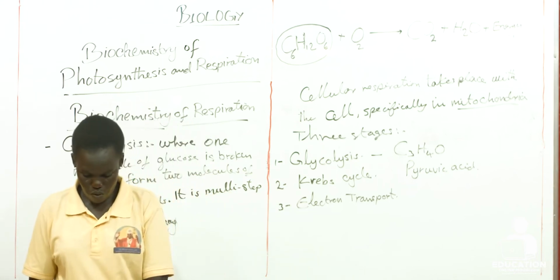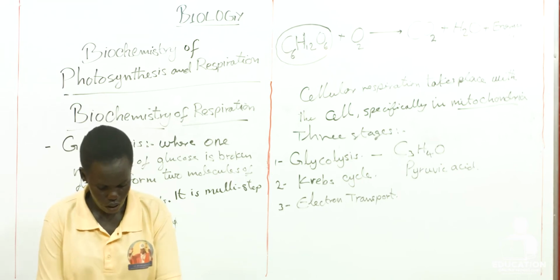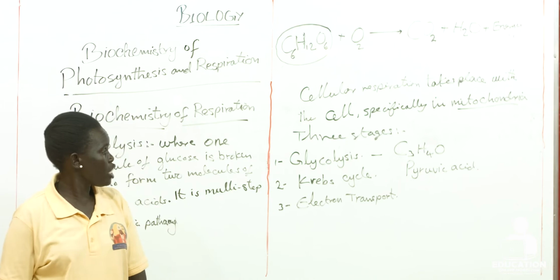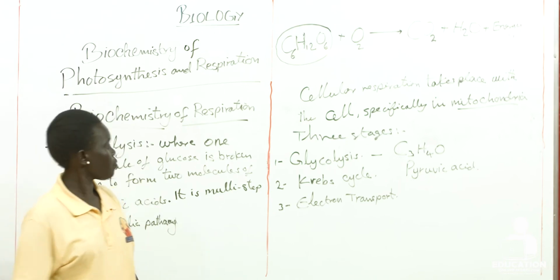The stage number 2, which is the Krebs cycle, is the step of cellular respiration that follows glycolysis.